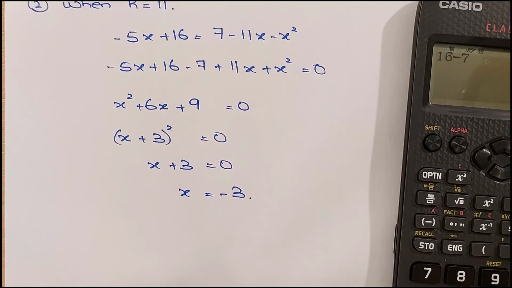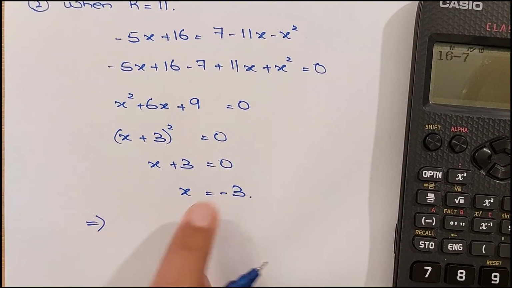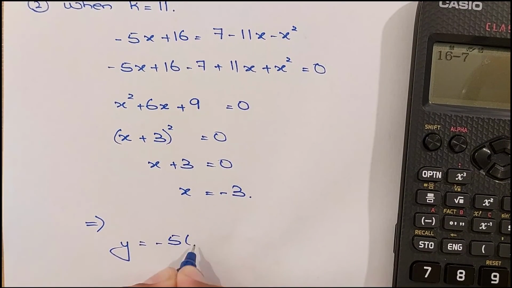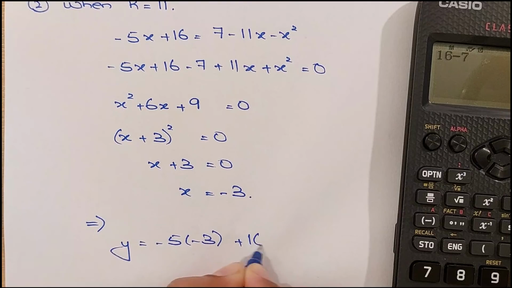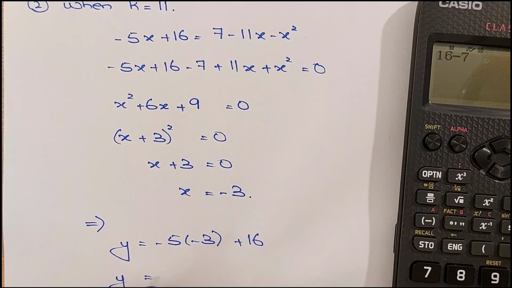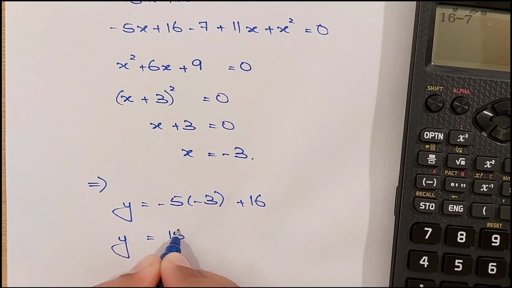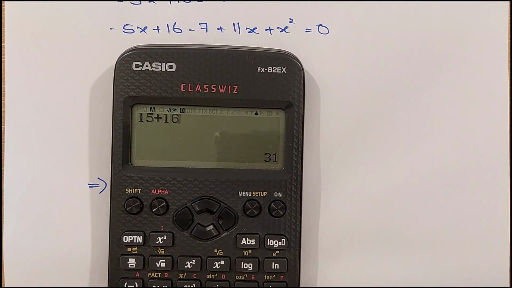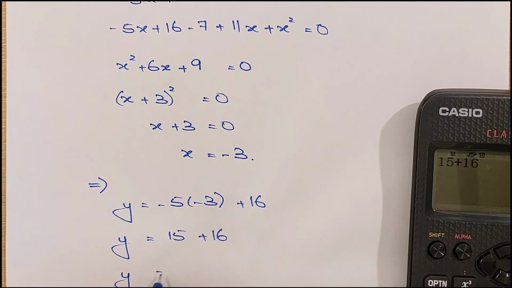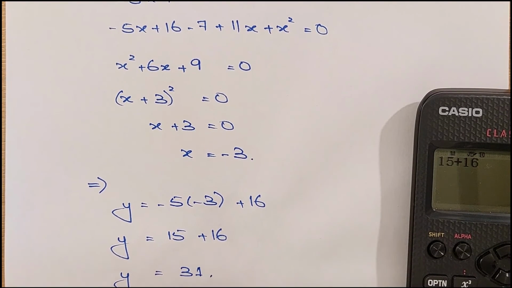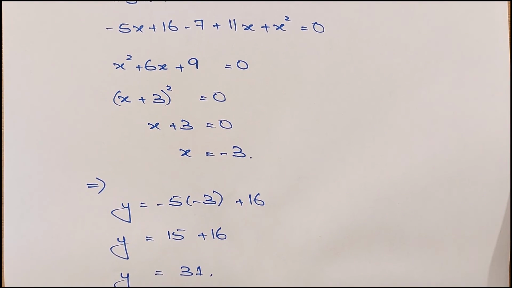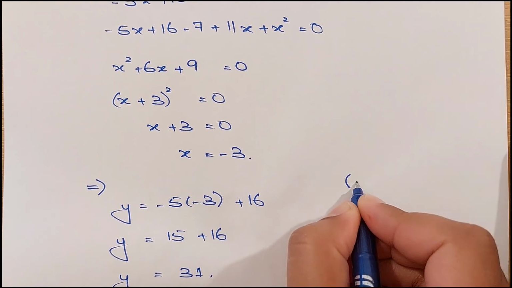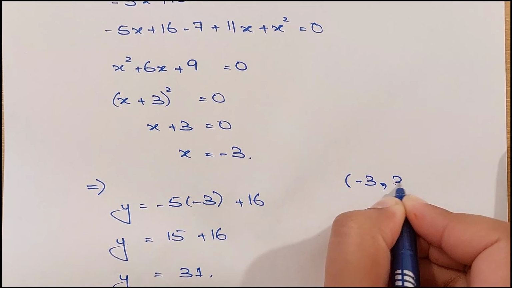Now let me find the corresponding y value by putting the x value into the equation of the tangent. So y equals minus 5 times minus 3 plus 16. So y equals 3 times 5 is 15, plus 16, right? So 15 plus 16 is 31. So y equals 31. So when k equals 11, the coordinates of the point of contact of the tangent and the curve are (negative 3, 31).